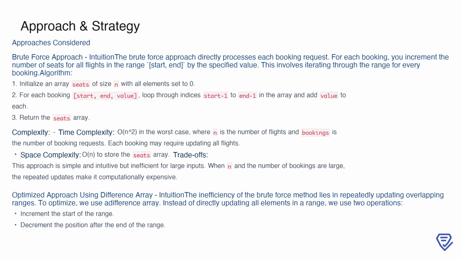Each booking potentially requires iterating through a large range, and with multiple bookings, this leads to a worst-case time complexity of n squared. This makes it impractical for larger inputs, where the number of flights and bookings can grow significantly. The brute force approach, while intuitive, is not scalable and becomes computationally expensive as input size increases. This inefficiency prompts us to explore a more optimized method.